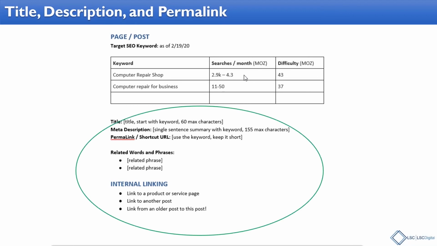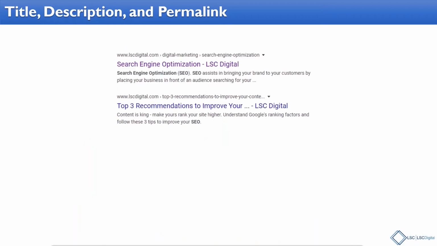Now the next thing we have to work on is thinking about what our titles are going to be, what our meta descriptions are going to be, what our permalink is going to be, any related words and phrases, and also internal linking. Now this needs to all be laid out before you write the article. Now, nothing's written in stone. You can adjust these things as you write your article. But to get organized and to send you on the right path to get moving, this is where I highly recommend starting off, because there's definitely rules of thumb that you should follow.